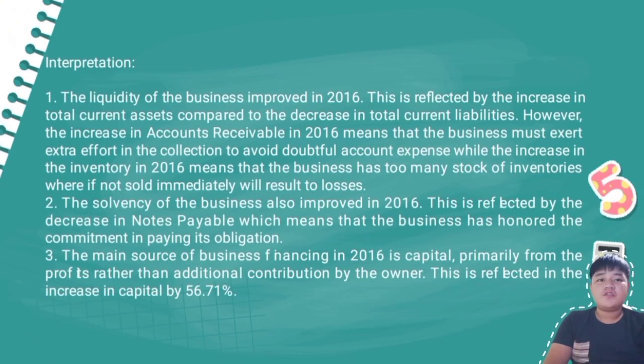Here is the interpretation of RIA's merchandising horizontal analysis. The liquidity of the business improved in 2016. This is reflected by the increase in the total current assets compared to the decrease in total current liabilities. However, the increase in accounts receivable in 2016 means that the business must exert extra effort in the collection to avoid doubtful account expense, while the increase in inventory in 2016 means that the business has to maintain stock of inventories which, if not sold immediately, will result in losses.